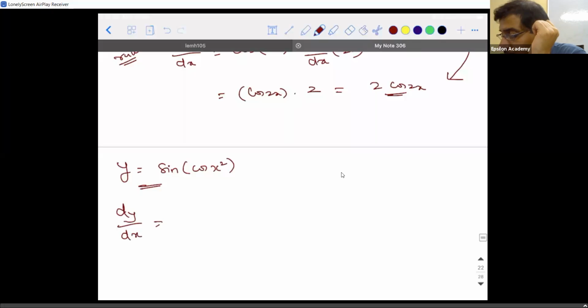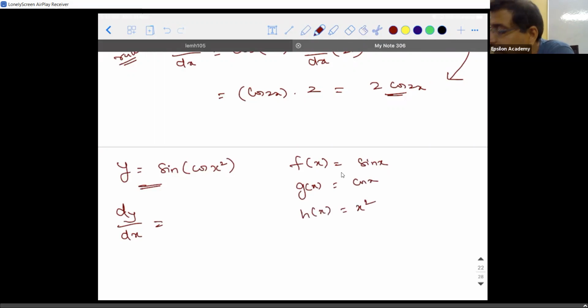If you observe, this is not a composition of two functions. Rather, you have three functions. What are the three functions? f of x is sin x, g of x is cos x, and h of x is x square. So this is nothing but f of g of h of x. It is this big function.